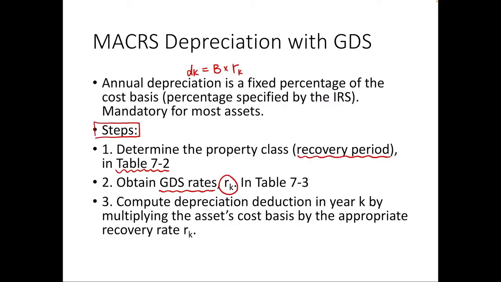And let's get back to the steps. Whenever you find all the RKs for each year for that property, you can calculate the D1 through DK. And then compute the depreciation deduction in year K by multiplying the asset's cost basis, the B, by the appropriate recovery rate. So B times RK, that is your DK. Okay, and whenever you know all the DKs, you can easily find the BVK and the DK star. Okay, so that is all for this method, which is very easy to use.